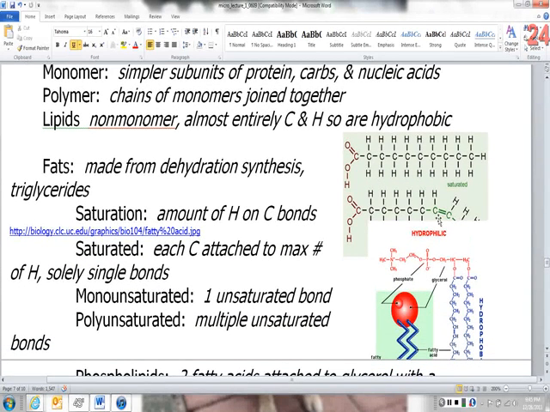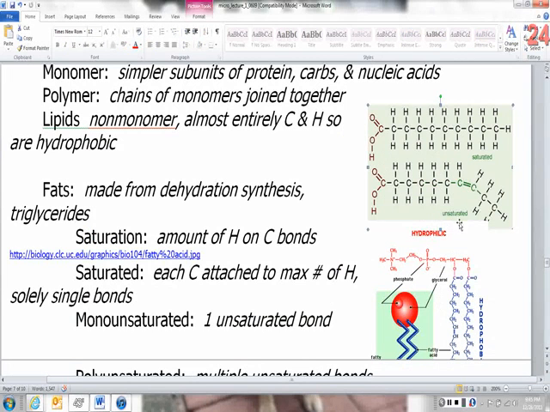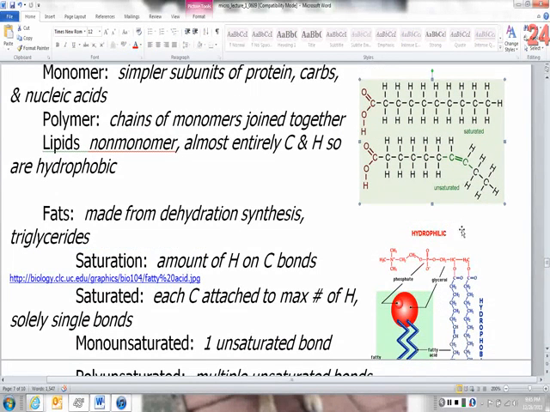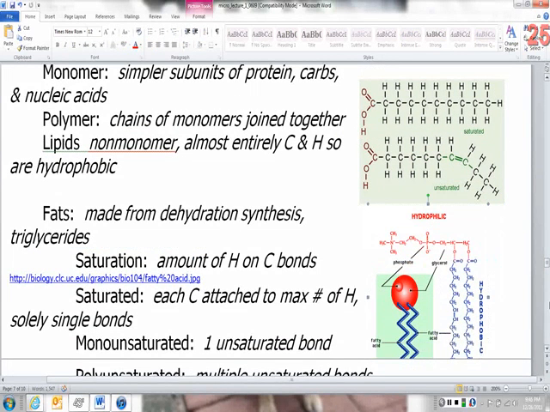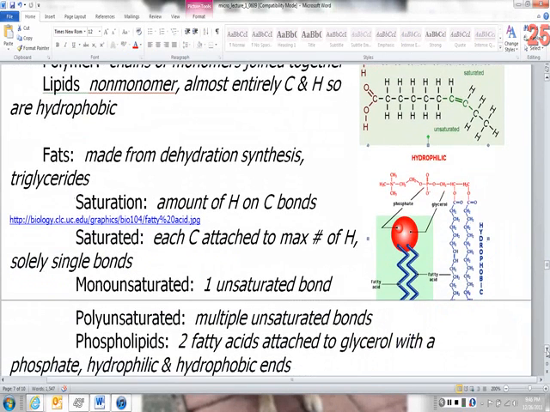Here shows a comparison of a saturated and unsaturated bond. So you can see where it's got a point of unsaturation here, there is a bend. And here we can see the hydrophilic end and the hydrophobic end of a phospholipid.